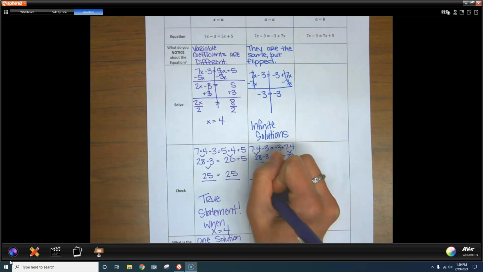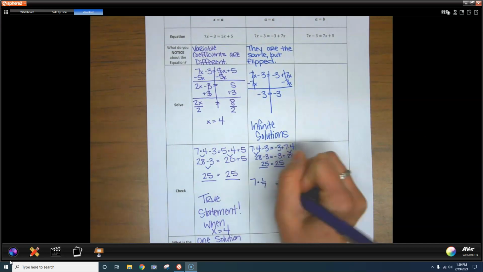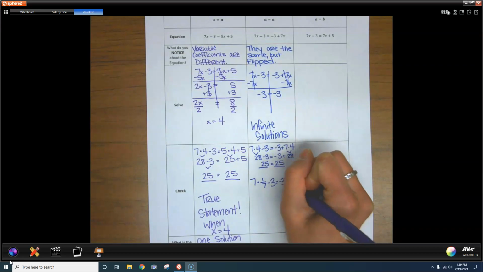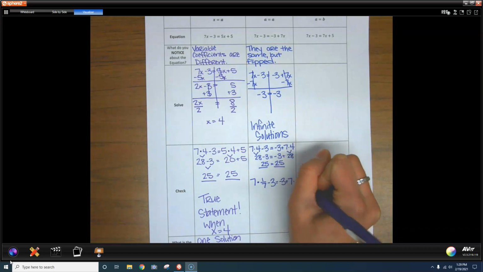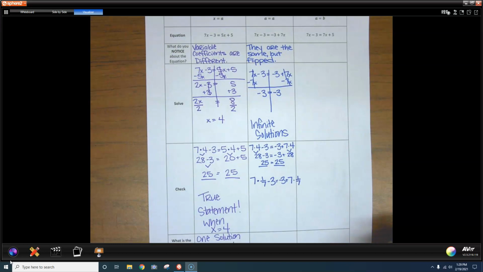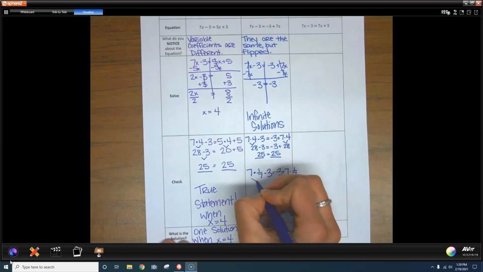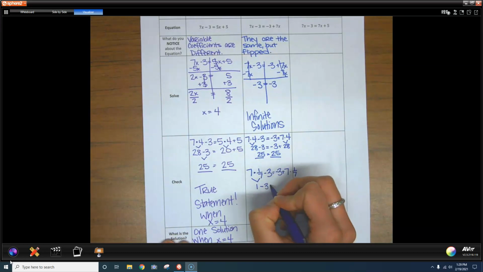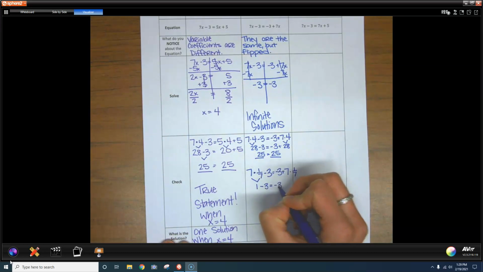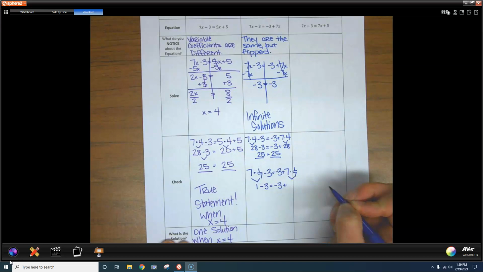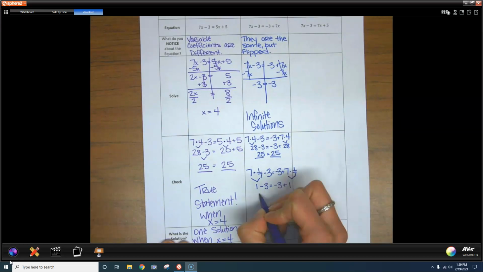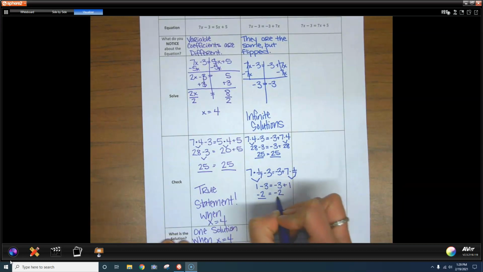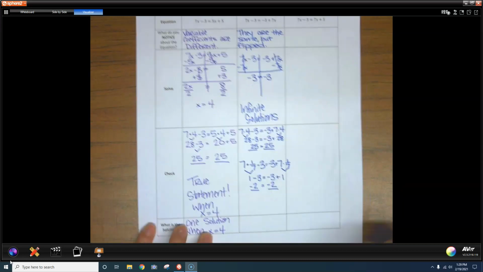7 times 1/7 minus 3 has to equal negative 3 plus 7 times 1/7. So now I'm going to try it with 1/7. 7 times 1/7 is 1. Bring down the minus 3 equals negative 3 plus 1/7 times 7 is 1. Negative 2 equals negative 2. That's a true statement. Let's try one more.